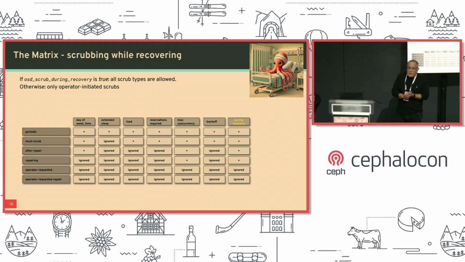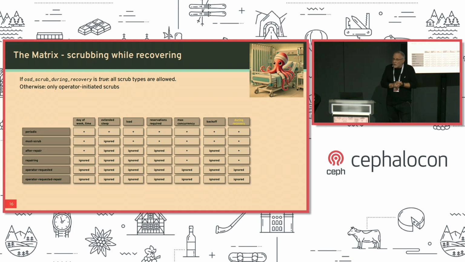Another issue is scrubbing while recovering. Recovering here doesn't mean that the PG is recovering. If a PG is doing some backfilling, it won't scrub. You can't scrub in such a condition. But the idea is that the primary OSD is performing a recovery, and you might decide that you don't want to burden that OSD with some other work. You want to finish that work as fast as possible, and there is a parameter for that. If osd_scrub_during_recovery is true, this doesn't apply to your cluster. But if it's not, as you can see in the table, only operator-initiated scrubs are allowed to go on.